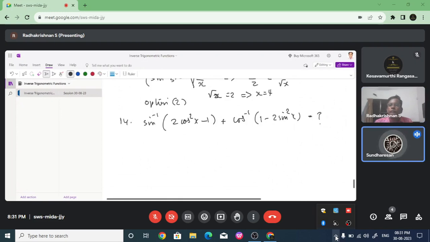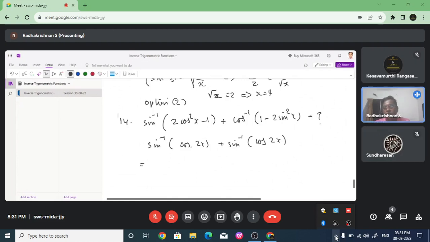Sir, cos 2x identity, yes. So it is simply sine inverse of cos 2x plus, again, this is also cos 2x, cos inverse of cos 2x. Sine inverse of something plus cos inverse of the same thing will be equal to pi by 2. That's it. Given that option, pi by 2. Option 1.